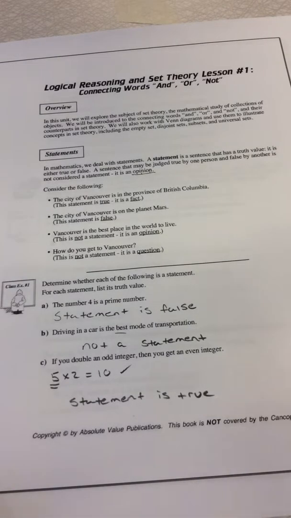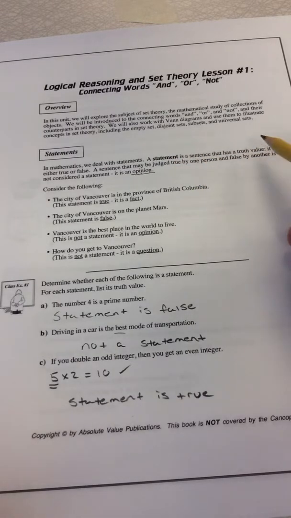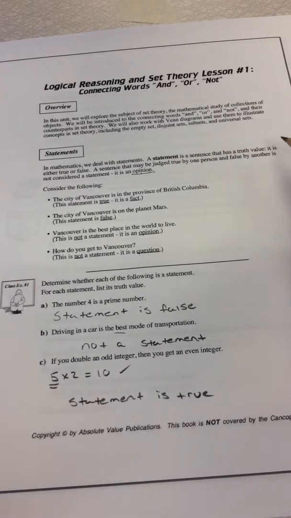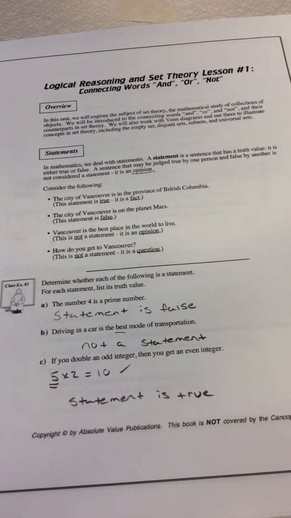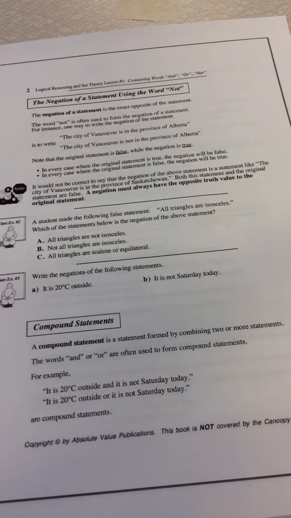So there's our first example right there. We had to know what a statement is. A statement is a sentence that has a truth value, being that it's either true or false, and it's not an opinion. Okay, so let's move on to the next page now. Now we're going to take a look at something called negation. The negation of a statement uses the word not.